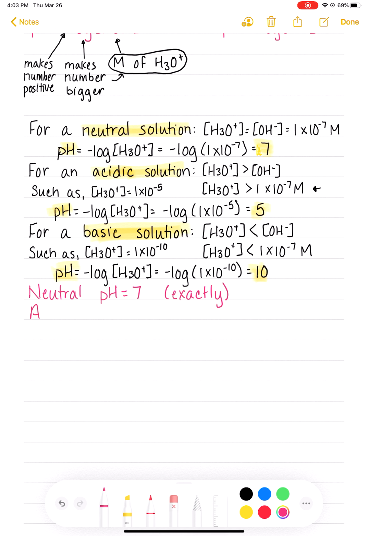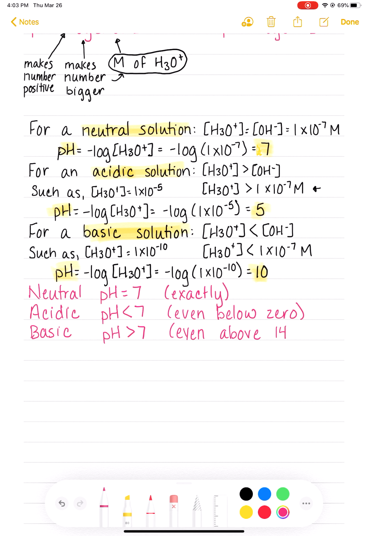When we have an acidic solution, the pH is going to be any number less than 7. Any number. It could even be a negative number, even below 0. There's no limit to how low pH can go. And when we have a basic solution, we can say that the pH is greater than 7. Some of you may have seen a pH scale that stops at 14. That's not a rule. You could have a pH that's even greater than 14.